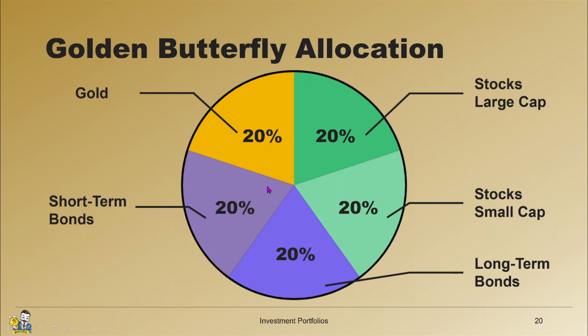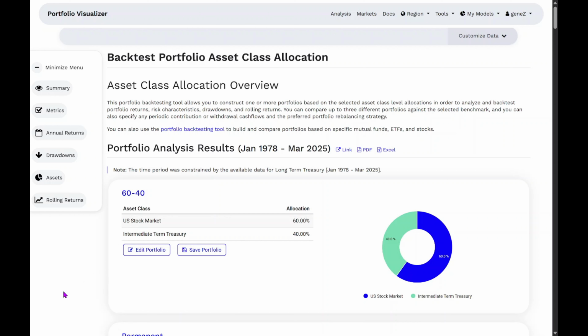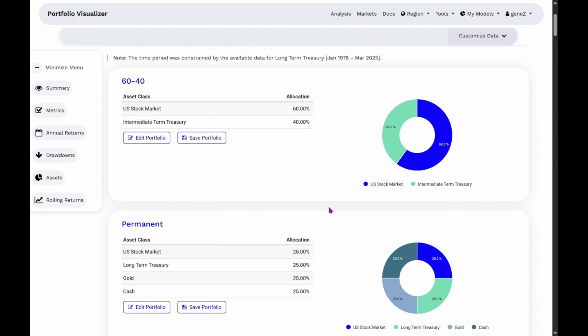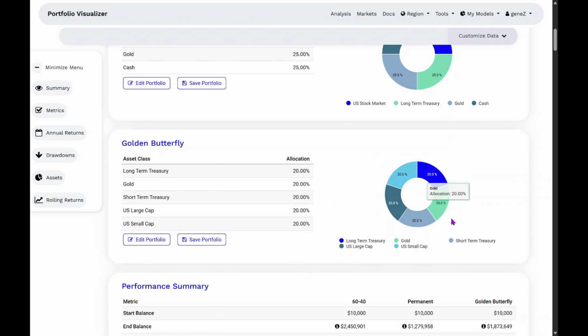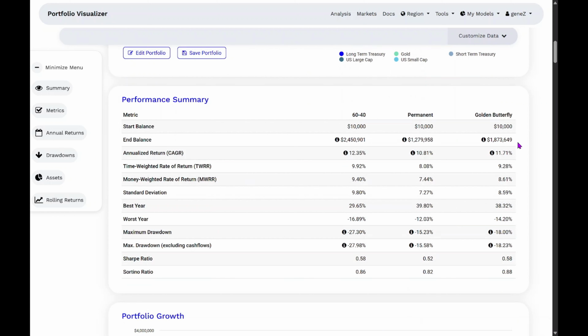Let's study this portfolio's performance. So we move over to Portfolio Visualizer and backtest the 3 portfolios starting from 1978. We're comparing the classic 60-40 with the permanent and the golden butterfly with correct allocations right here. The golden butterfly has a higher overall return than the permanent portfolio, but slightly lower than the 60-40. Its annualized return is around 11.71%. When we look at the worst year, it's more stable than the 60-40, but a bit more volatile than the permanent portfolio. Same story for the drawdowns. However, during financial crises, both the permanent and the golden butterfly portfolios clearly outperform the 60-40.